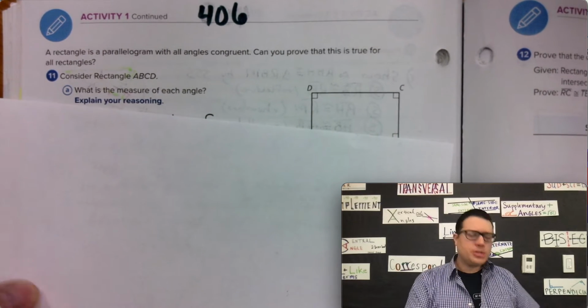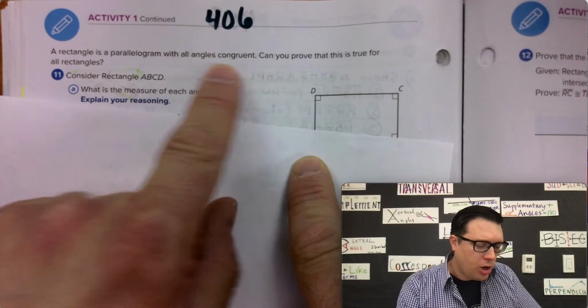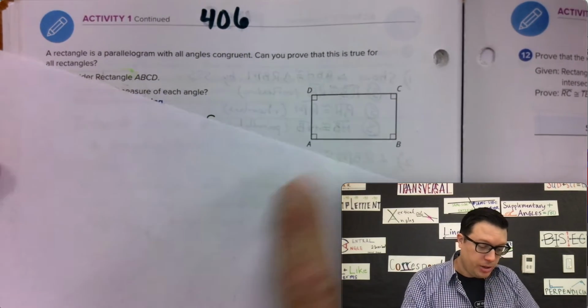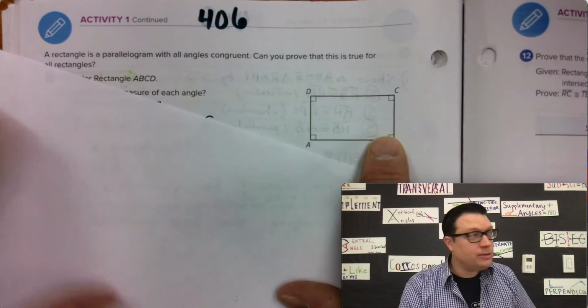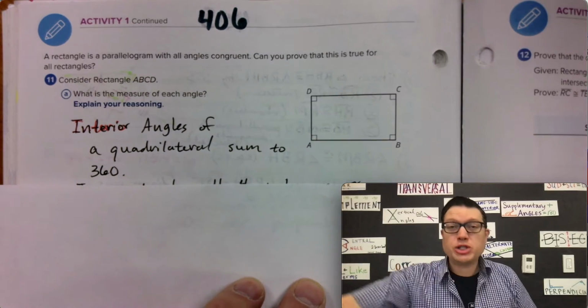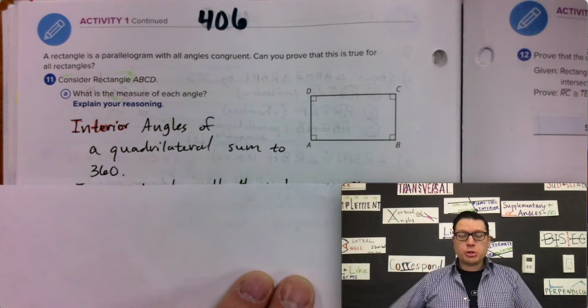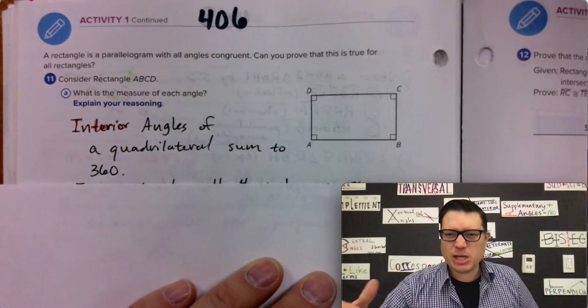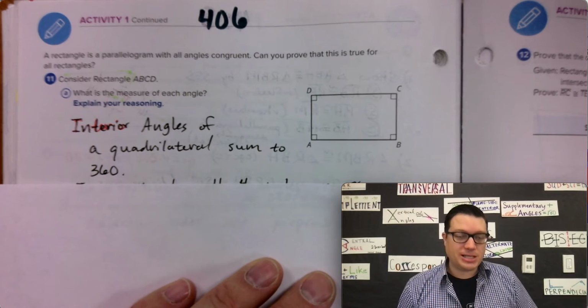A rectangle is a parallelogram with all angles congruent. But is this true? How do we prove it? Well, here's a rectangle. Consider it ABCD. If you think about how it's a quadrilateral as its overall description, the interior angles of a quadrilateral sum to 360.